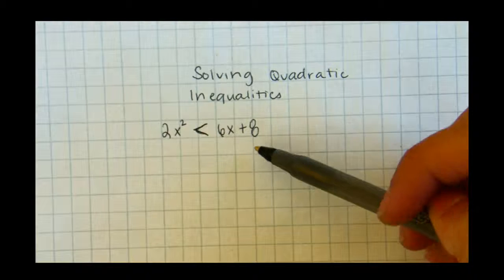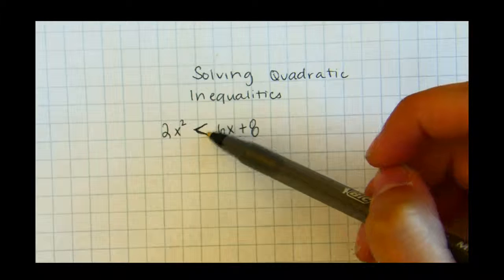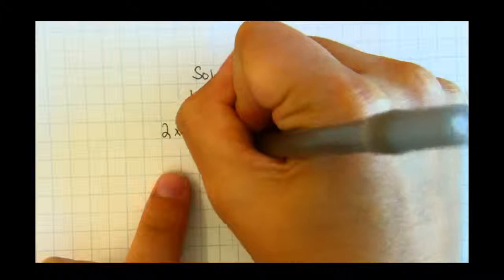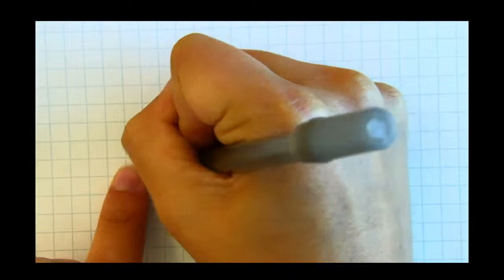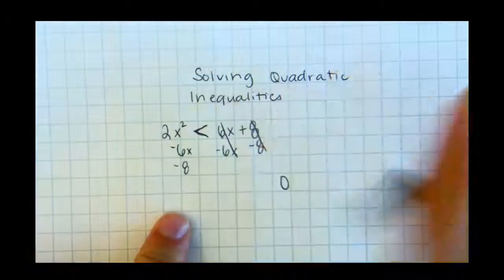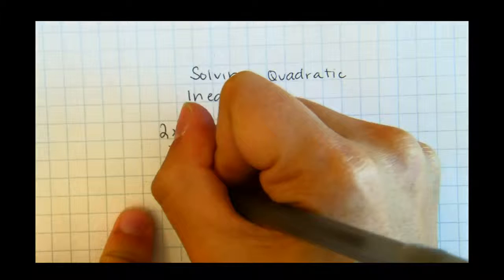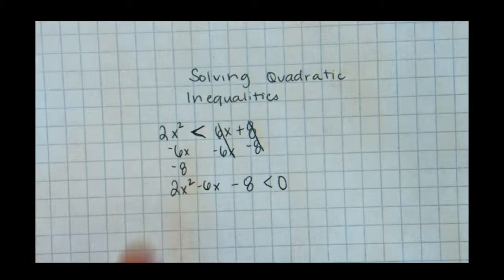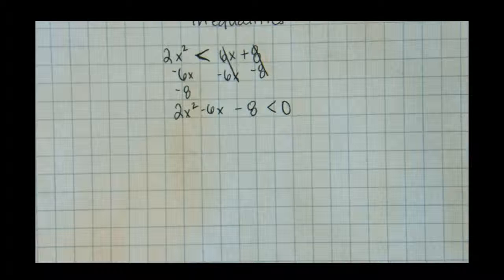this equal to 0. Well, we can't set it equal to 0, but we can set it less than 0. So I want to get everything on one side, everything else on the other. So I'm going to subtract 6x from both sides, subtract 8 from both sides. And that way over here, I'm just going to be left with 0. Less than, I've got a 2x squared minus 6x minus 8. Okay. At this point, what could I try next?